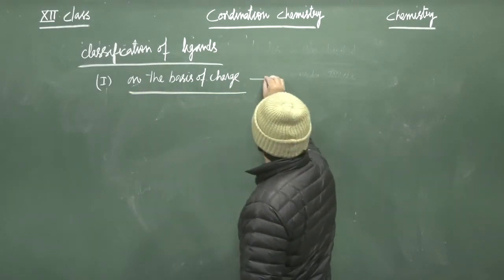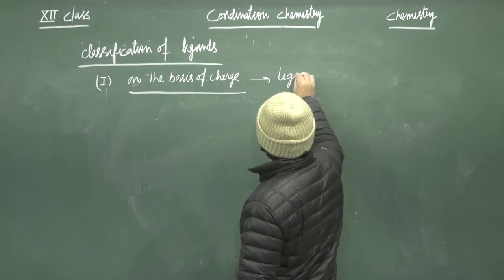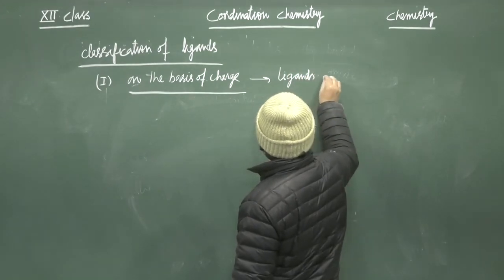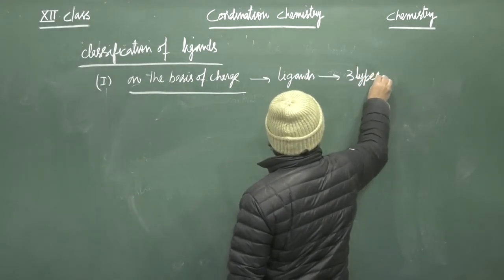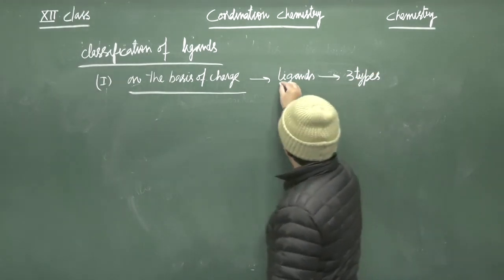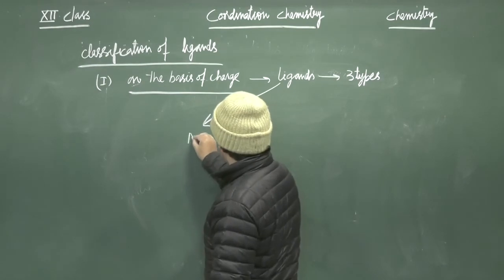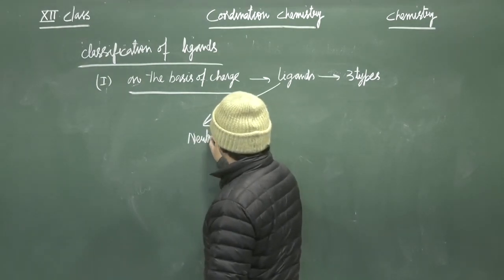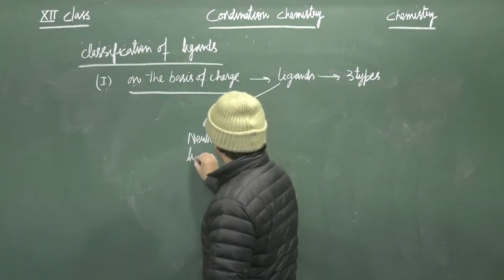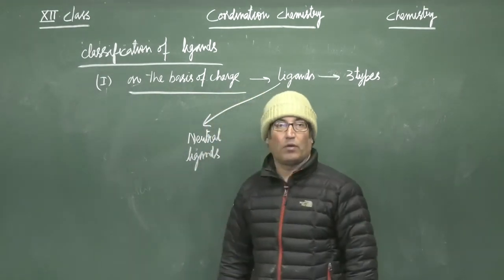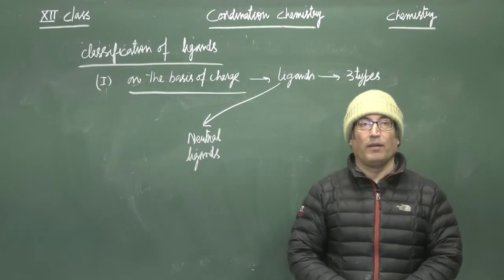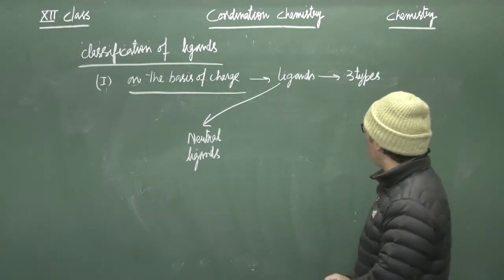These ligands are of 3 types. One called neutral ligands. Examples are already with you, like ammonia molecule, like water molecule, like hydrogen molecule.